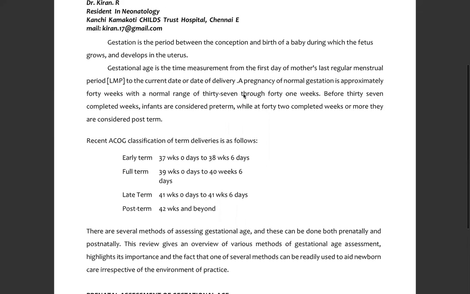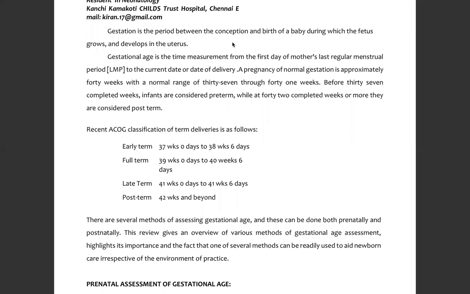So what do you mean by gestation period? Gestation period is between the conception and the birth of the baby, during which the fetus grows and develops in the uterus. From the date of conception till the delivery date, whether it may be term or preterm, it is called gestation. As soon as the baby is born, what we assess is the gestational age of the baby.